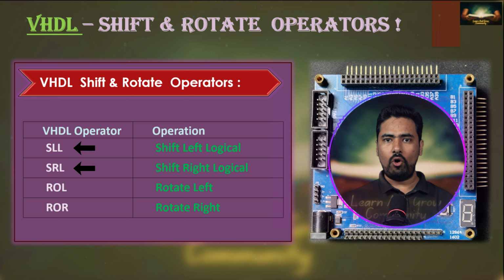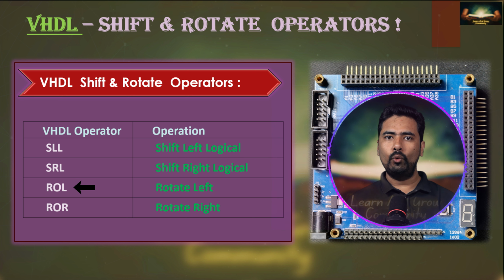First two are shift operators and bottom two are rotate operators. First is SLL. This is shift left logical. It means this operator will shift the array data to the left by the specified number and it will add 0 in the shifted index from the right. We will be talking about that number in some time. Second is SRL. This is shift right logical. It means this operator will shift the array data to the right by the specified number and it will add 0 in the shifted index from the left.